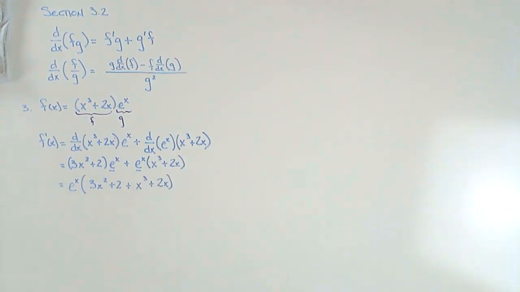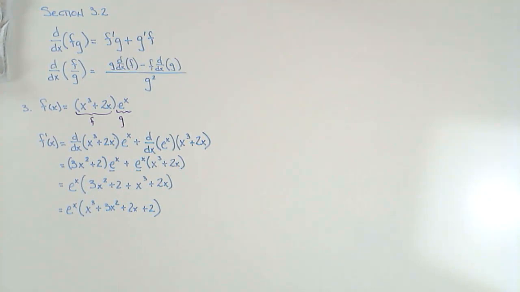Now there are no like terms in there. So if we're going to rewrite our answer, we would write it in descending powers of x. That's our convention. So we'd have e to the x times x cubed plus 3x squared plus 2x plus 2. All right, so that's the answer to number 3.